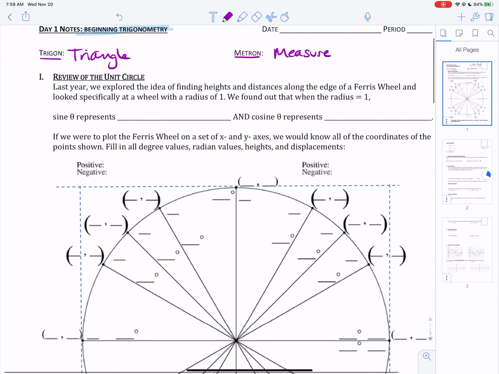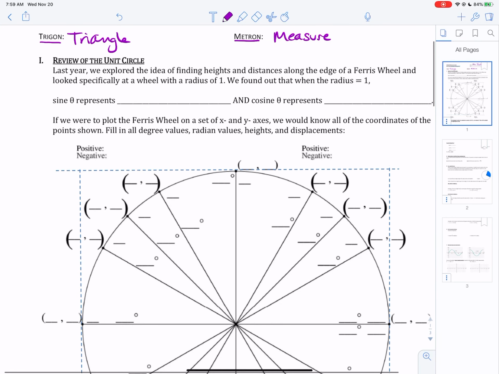And today we're going to be talking about all the stuff you did in Math 3. So it's just a quick little review of everything you did in Math 3 done in one day. So there's a lot, which is why we give you a worksheet. Last year, we're going to start off with the unit circle. And last year, we basically explored that idea on a Ferris wheel problem. And so we ultimately looked at a Ferris wheel with a radius of 1.